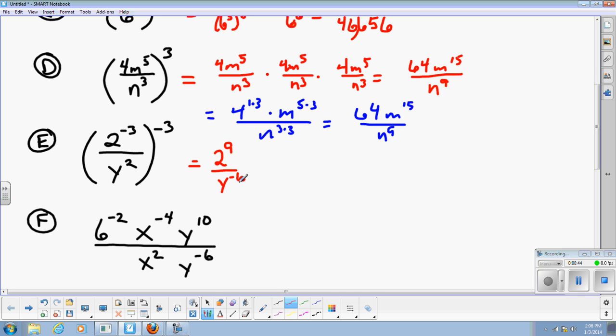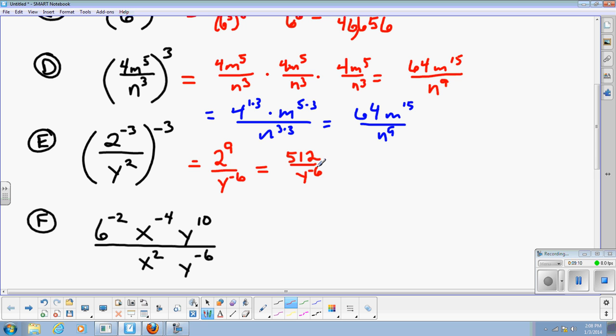All right, so what do we do now? I got a negative in my denominator. Let's simplify the top first. 2 to the 9th power, 2 to the 9th, that's 512. And that's over y to the negative 6. So what do I do with this negative 6?